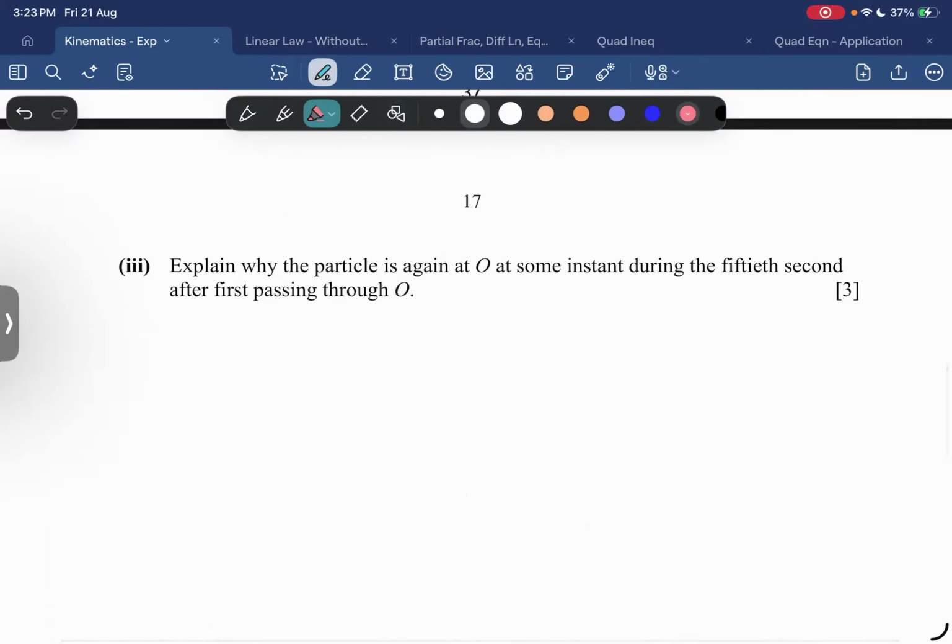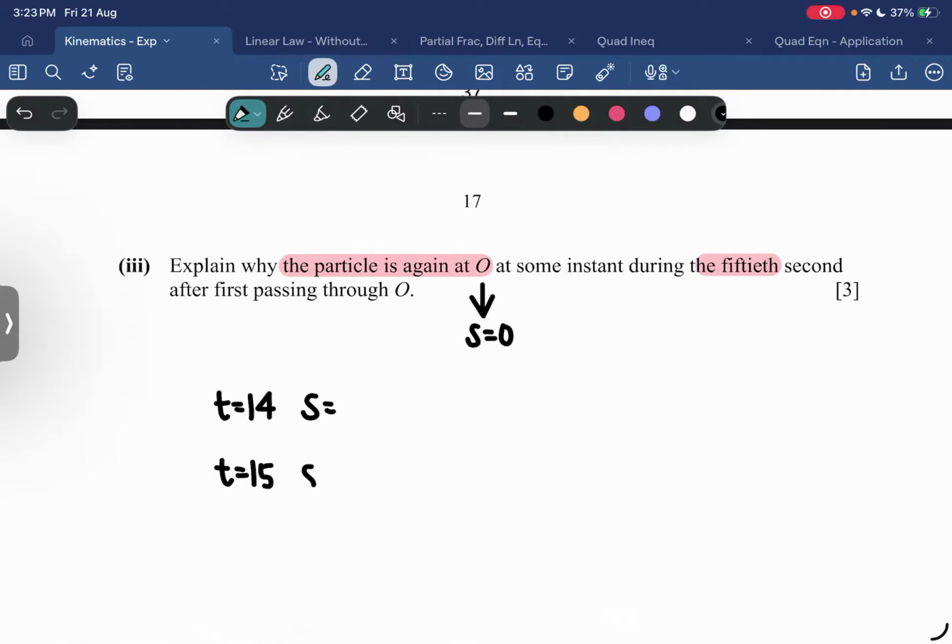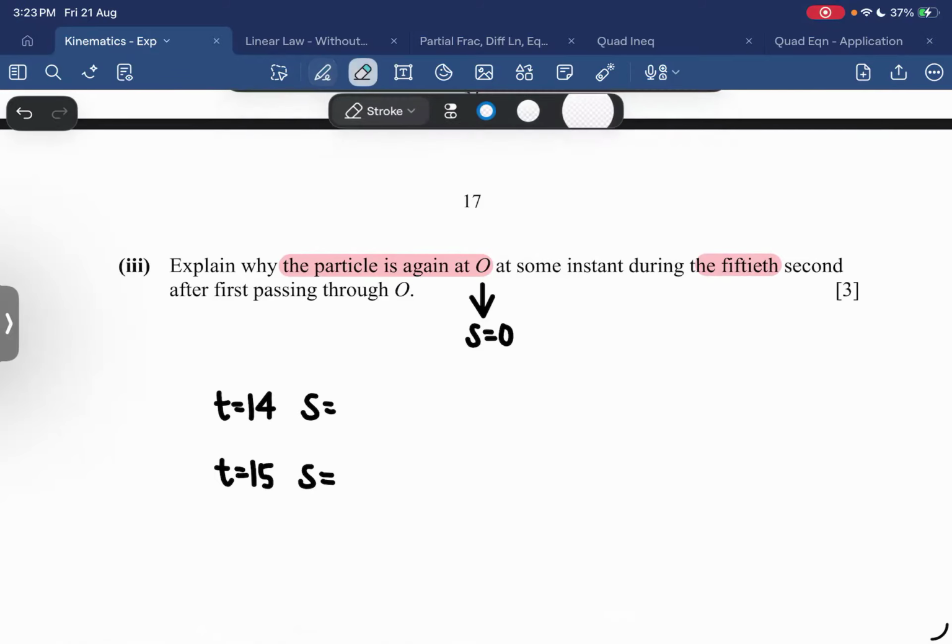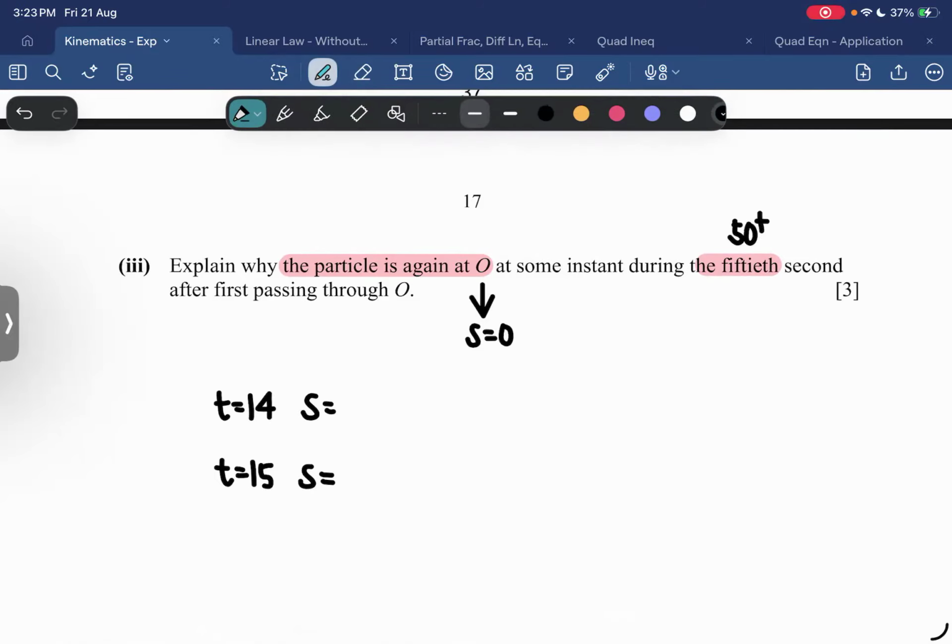Last one. They say explain why the particle is again at O. Again at O means s equals 0. So what is the 50th second? If I say the third second, it is t equals 2 and t equals 3. So the 50th second is t equals 49 and t equals 50. Sorry, I said 15 earlier, wrong. It should be 49 and 50.